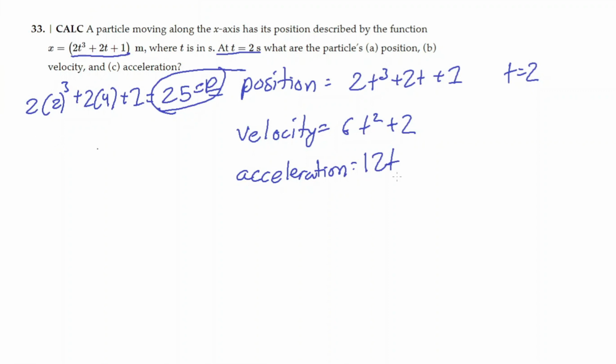And then to find our velocity, we're going to again plug in 2 into the velocity equation, which is going to be 6 times 2 squared plus 2.